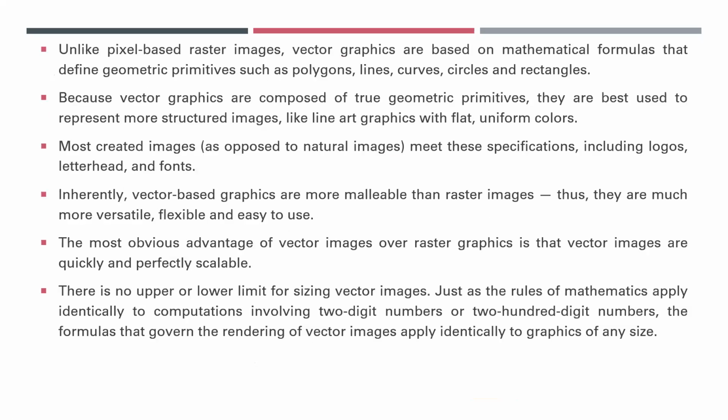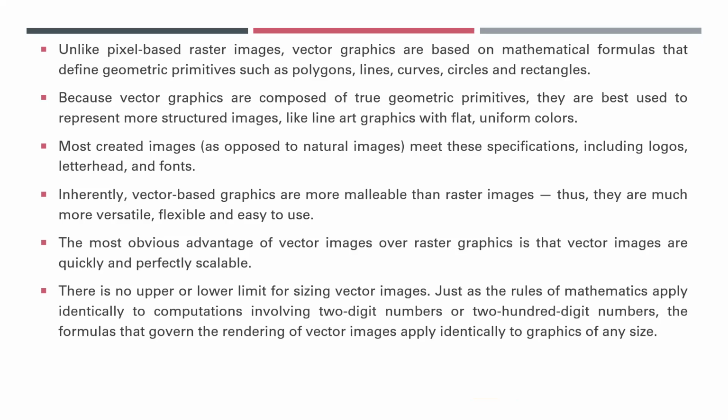Unlike pixel-based raster images, vector images are based on mathematical formulas that define geometric primitives like polygons, lines, curves, circles, and rectangles. So vector graphics are composed of true geometric primitives. They are best used to represent more structured images like line art graphics with flat uniform colors. Most created images, as opposed to natural images, meet this specification, including, for example, when you are designing logos, letterheads, and fonts.